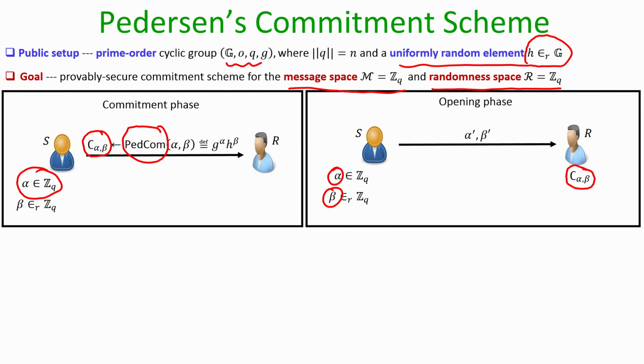To verify whether the opening information is correct or not, the receiver does the following: it recomputes the commitment with respect to the provided alpha dash and beta dash, namely it computes g to the power alpha dash into h to the power beta dash, and compares it with the existing commitment that it has. If it matches, then it outputs alpha, or outputs 1, basically it accepts alpha dash; otherwise it rejects alpha dash.